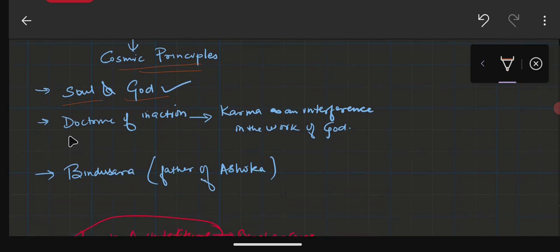As they believe that everything is predetermined, so in order to justify that, they believe in the doctrine of inaction. That is karma as an interference in the work of God. That's why they live a passive life. Bindusara, famous king Bindusara, father of Asoka. During his reign, Ajivika sect became very popular.